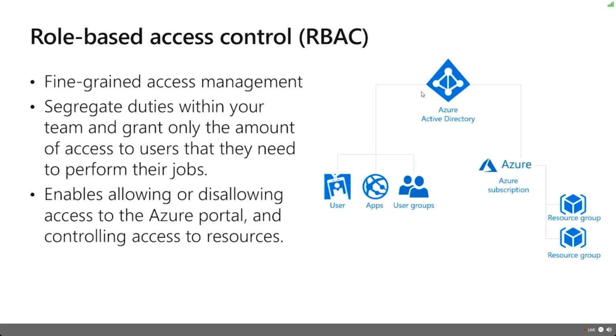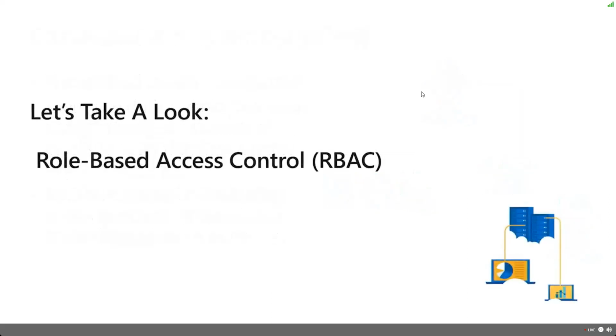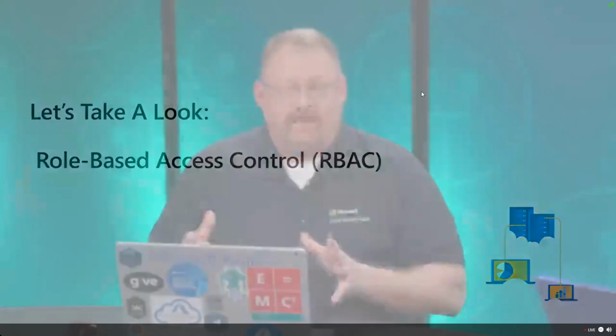And so when we take a look at this, it's really straightforward. So I'm going to show you two examples in this demo. I'm going to show you how it looks from an end user perspective, in other words, somebody that has RBAC being applied to them, and then how do we change it. So let me hop into my systems here.